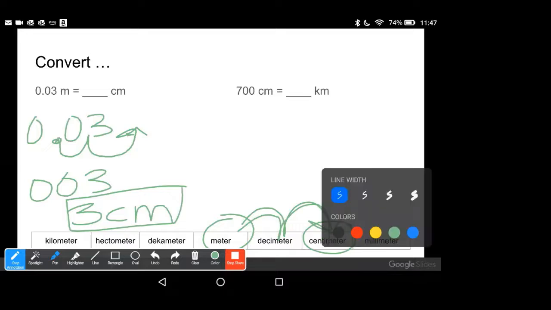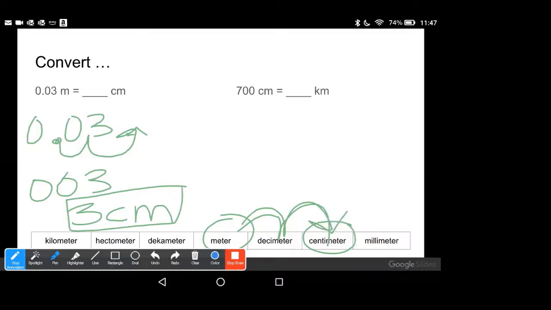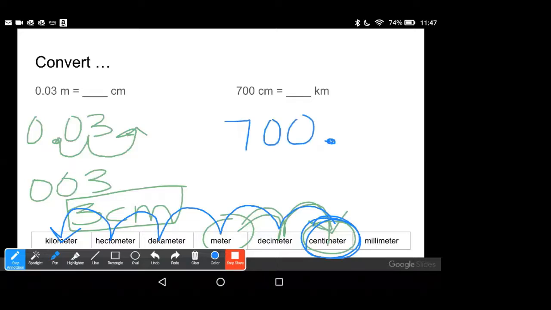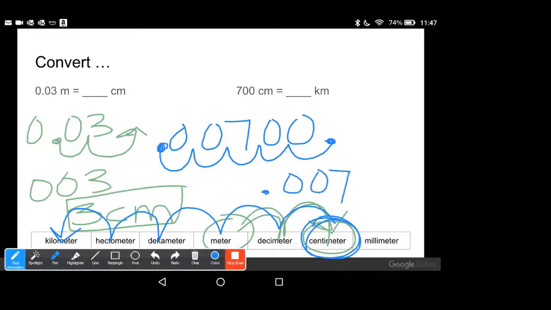Okay. Change my color. 700 centimeters to kilometers. So I'm starting at centimeters and I'm going to kilometers. So I'm going 1, 2, 3, 4, 5 boxes to the left. And so I'm at 700 here. So my decimal place is here. So I gotta go 1, 2, 3, 4, 5. Same thing, I gotta have some place values here. So I gotta put some zeros there. And there's my new decimal place. So my answer is 0.007 kilometers.